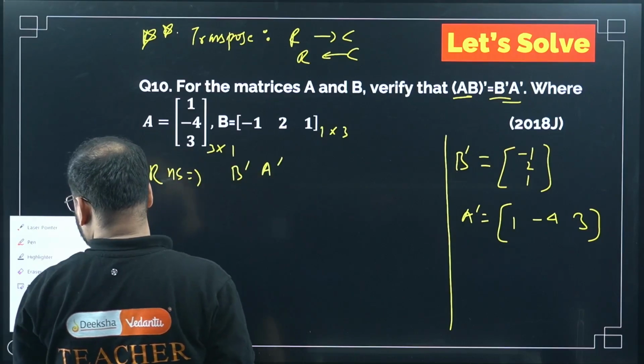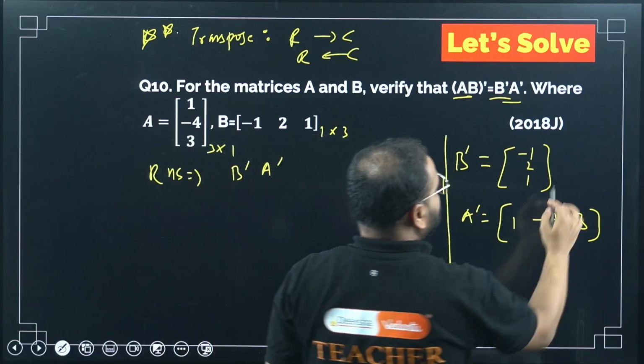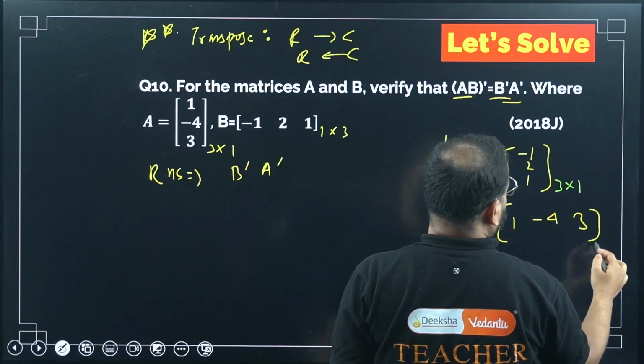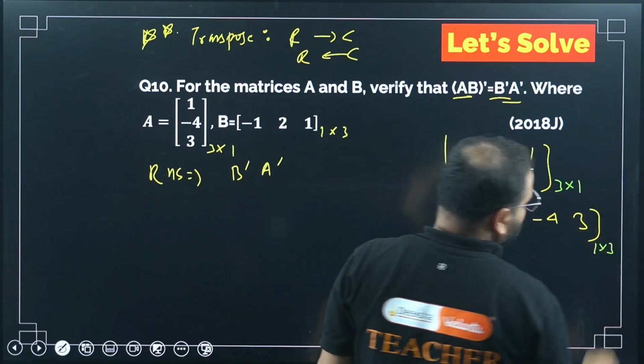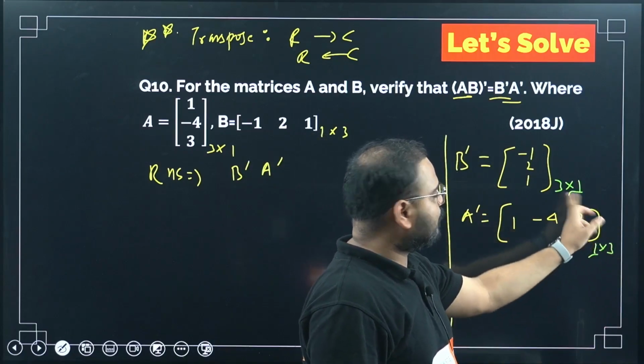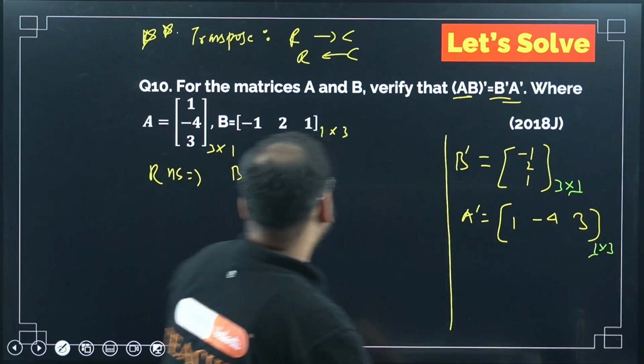Now we'll check the order part again. What's the order of this? 3 cross 1. What's the order of this? 1 cross 3. So again we'll get what? Or matrix of result what? 3 cross 1 and 1 cross 3. 1 and 1 is same, right? So what is going to be the resulting matrix? 3 cross 3. Check the multiplication, please.